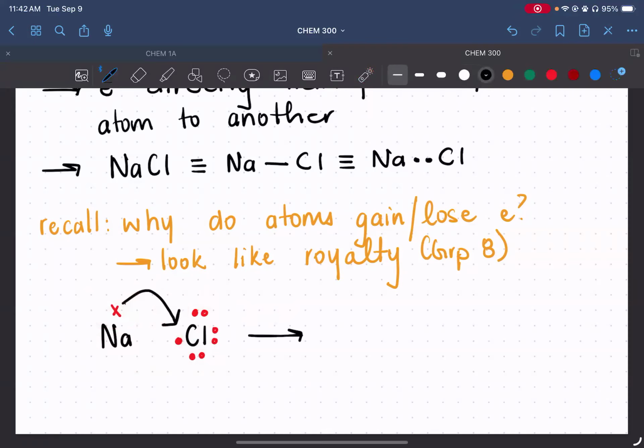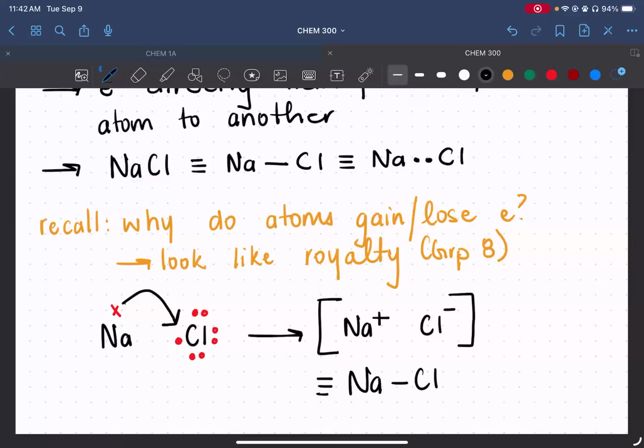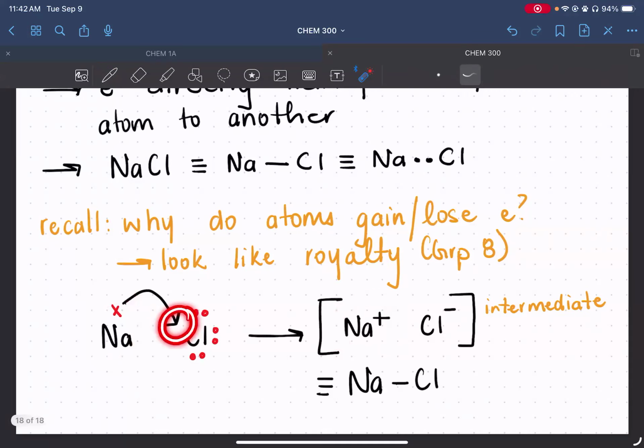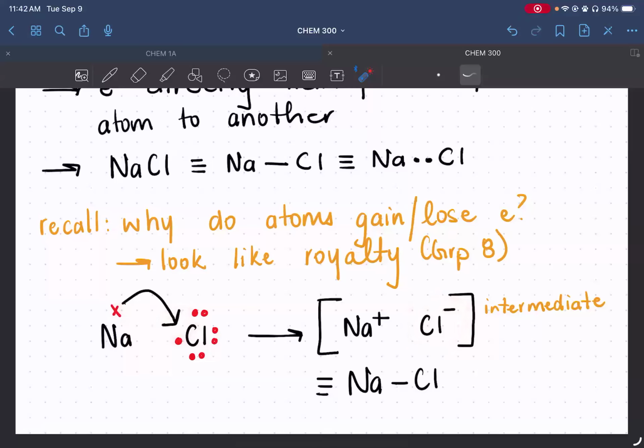As a result, even temporarily, you will have a positive sodium ion, a cation, and a negative chlorine ion, an anion, which is, of course, written as our classic sodium-chlorine bond. Right here in the bracket, I like to think of this as just an intermediate, meaning there is a moment, even fleeting, where the sodium will lose its electron. That will form a +1. The chlorine will gain a new electron, leading to its negative charge.